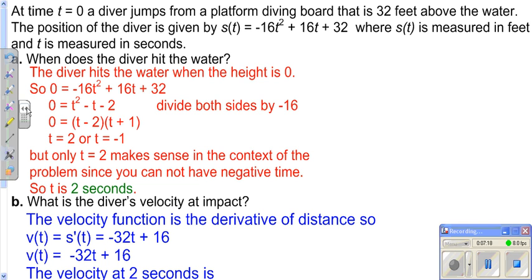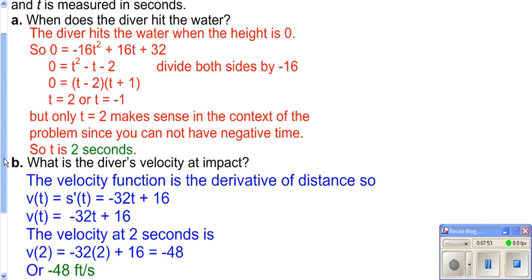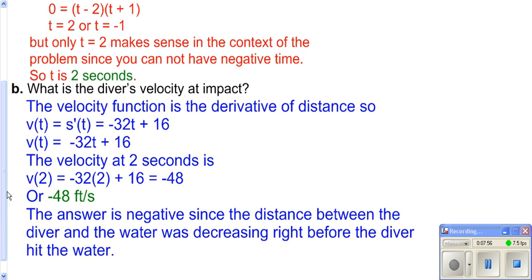So, here, we want to know when the diver hits the water. Well, when the diver hits the water, that means your height is 0. Here's your height. You go ahead and plug in 0. It's just a nice normal quadratic. You could use the quadratic formula, or this one here does factor quite nicely. It's easiest if you divide everything by negative 16. Do you have to? No, but it's easiest. It factors into a 2 and negative 1 for your answers. Well, we can't have a negative time, so you know in the context of the problem that it has to be 2, and the units is seconds.